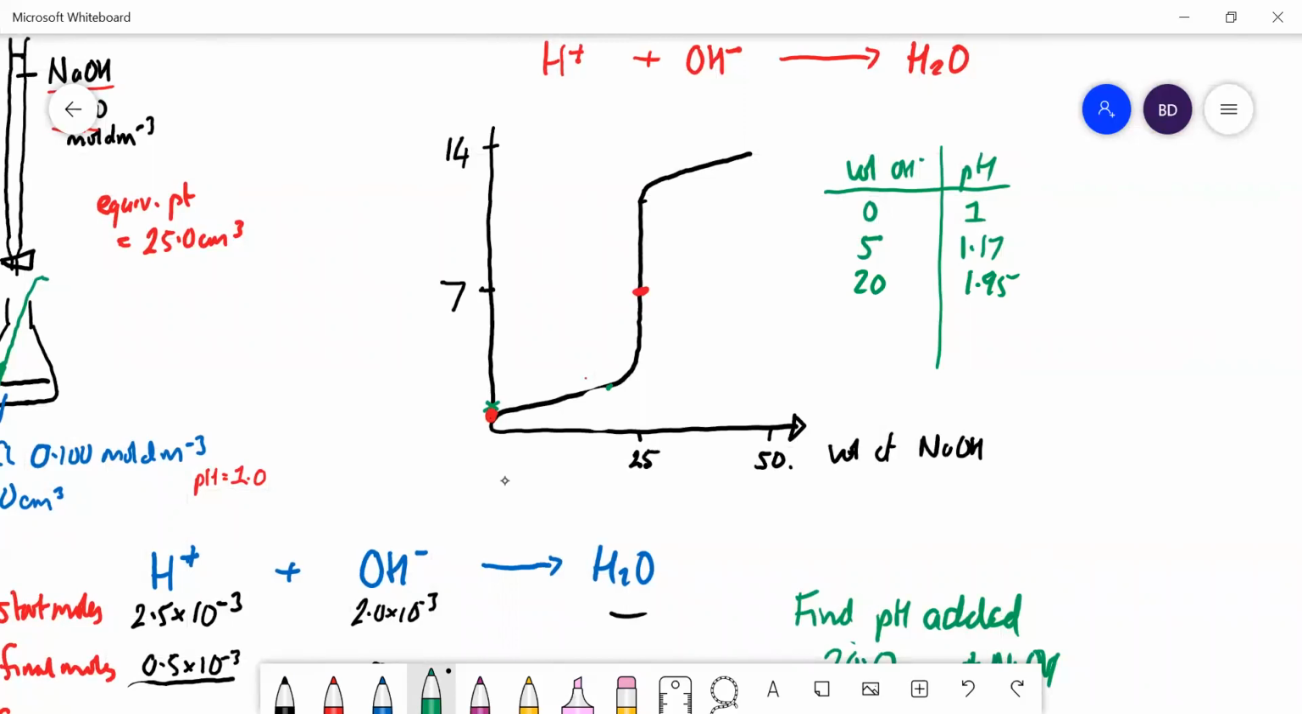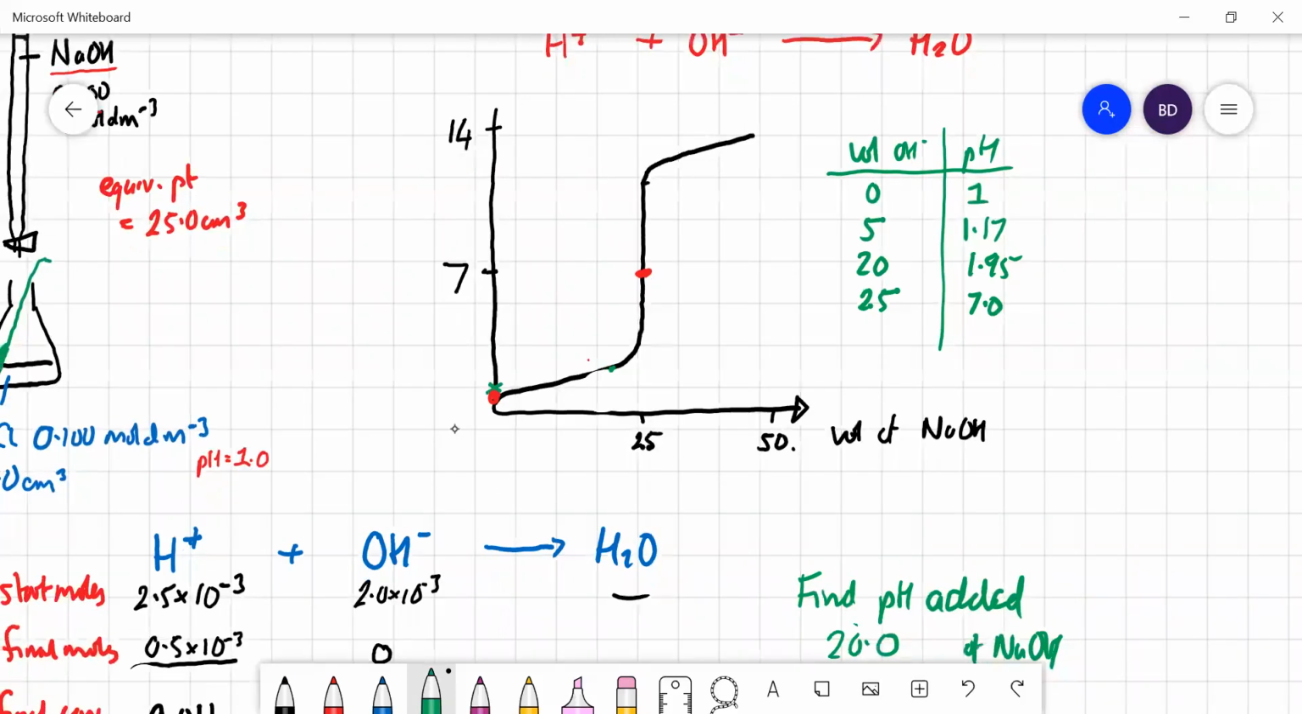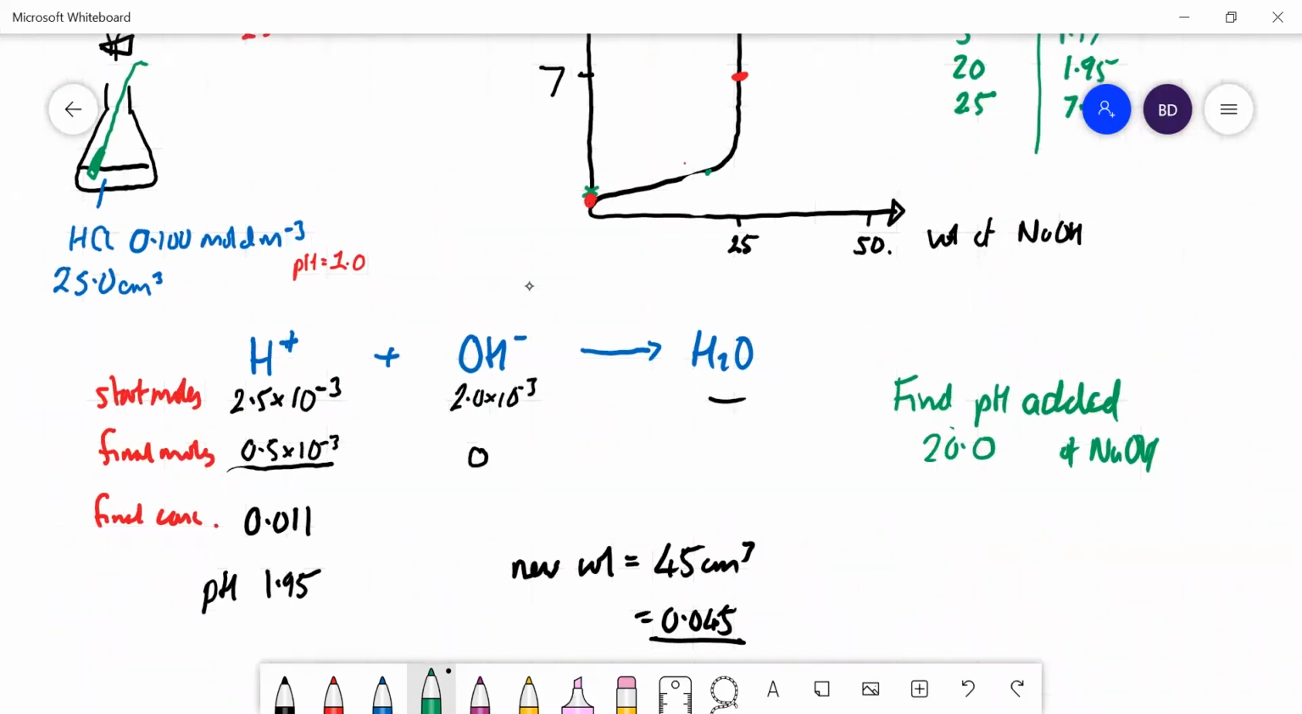Okay, let's do 25. Let's put that in. We know what the value of that is: pH 7.0. So you can see going from 20 to 25, you get a really big increase. Shall we do 24? I can't resist it. What happens when you add 24? You're only 1 centimeter cubed away from the end point. Or shall we do 24.5? That's even more exciting, even closer.